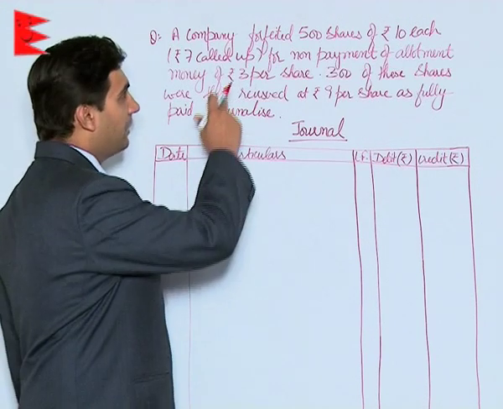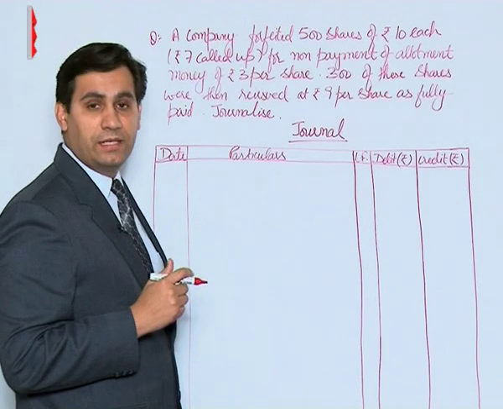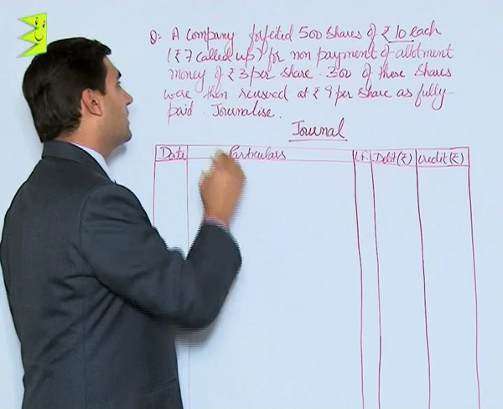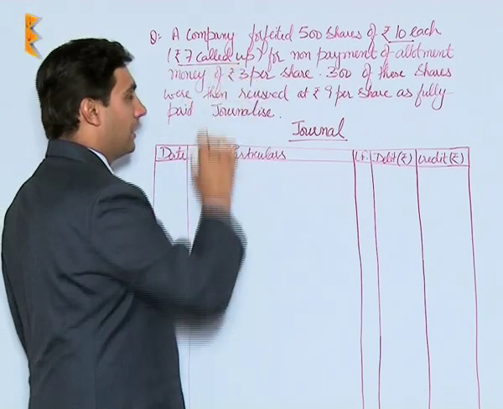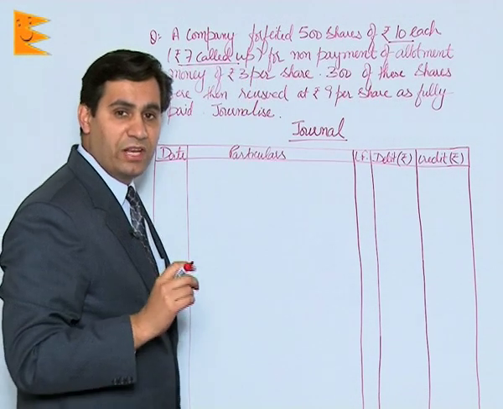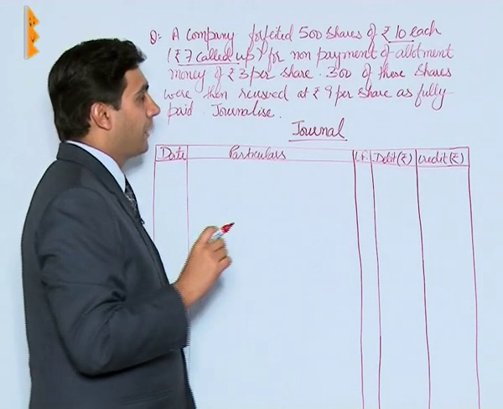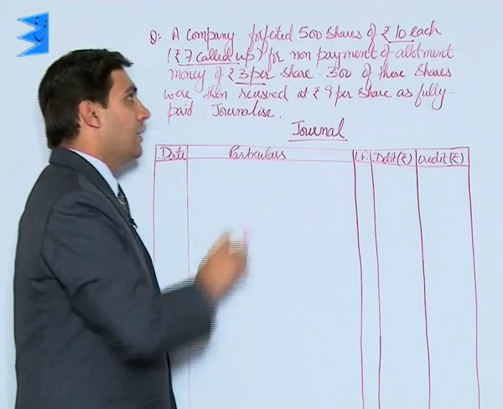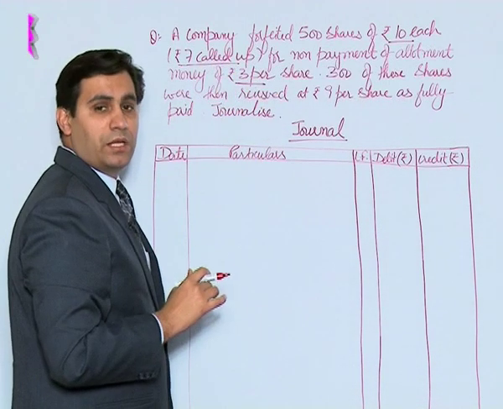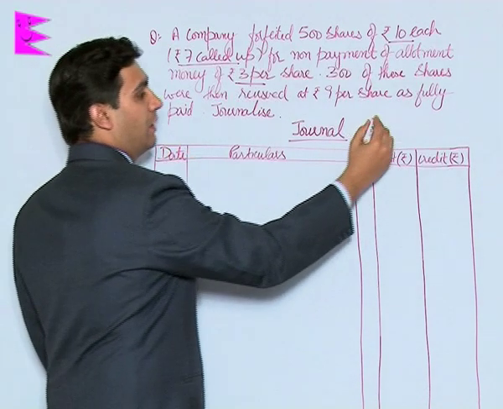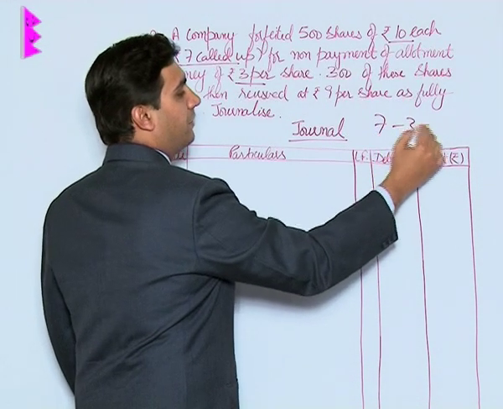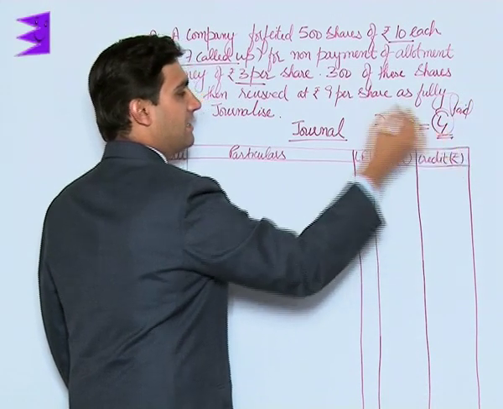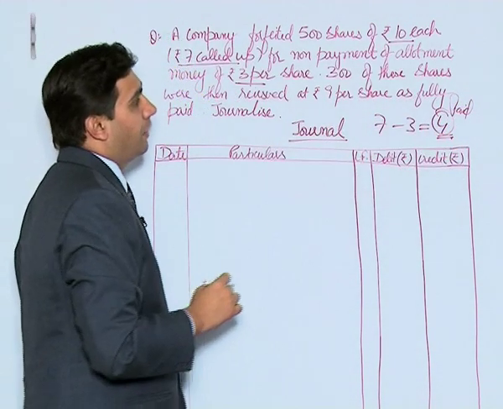Like in this question, a company forfeited 500 shares of rupees 10 each. That means the face value of the share is rupees 10, but it is clearly mentioned rupees 7 called up. That means till date only rupees 7 have been called up by the company, for non-payment of allotment money of rupees 3. That is, the company had called up rupees 7 and out of this 7 rupees, he has not paid rupees 3 per share. That means he has paid us 4 rupees. This is the amount that he has paid to the company.